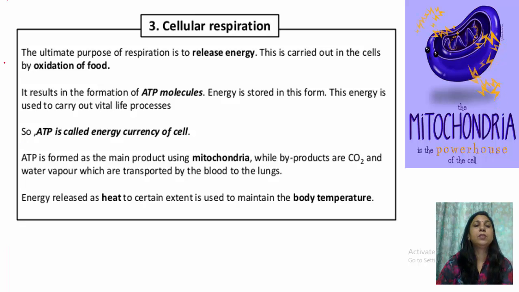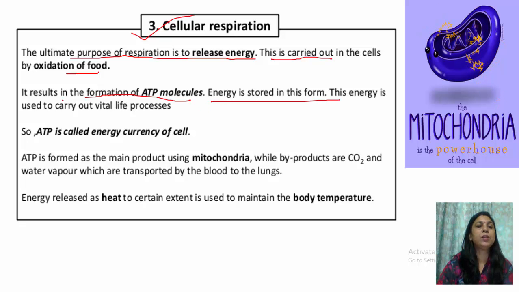The third and final step is cellular respiration. It takes place inside the cell. The ultimate purpose of respiration is to release energy. This is carried out in the cells by oxidation of food. It results in the formation of ATP molecules. Energy is stored in this form and this energy is used to carry out vital life processes. So ATP is called the energy currency of the cell.